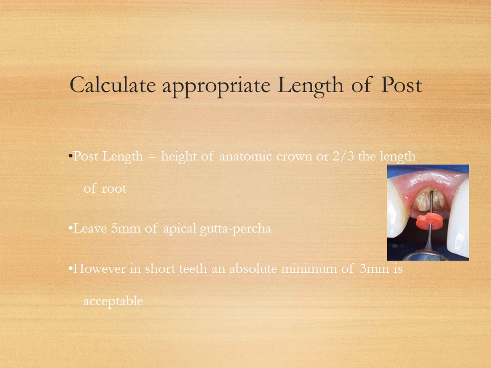So how do you decide the appropriate length of the post? Two very easy criteria for you to remember. One is that 2/3 the length of the root should be the post length. That is one way of calculating, and the second is the amount of apical seal which you leave behind. Generally we prefer to leave 5 mm of apical gutta percha as your seal.